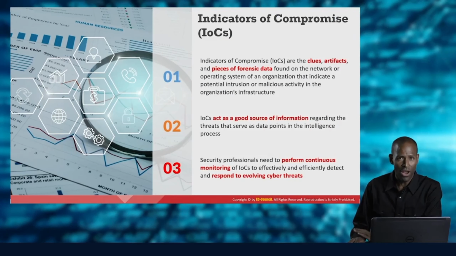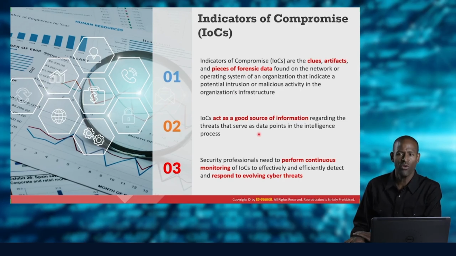One of the other areas that we need to monitor and be able to identify are indicators of compromise, or IoCs. An indicator of compromise is like a clue. I see a magnifying glass here, right? An artifact, a little piece of forensic data that's found on a network, on an application, or on an operating system that indicates that there might be malicious activity. There might be an intrusion or an attack going on right now.